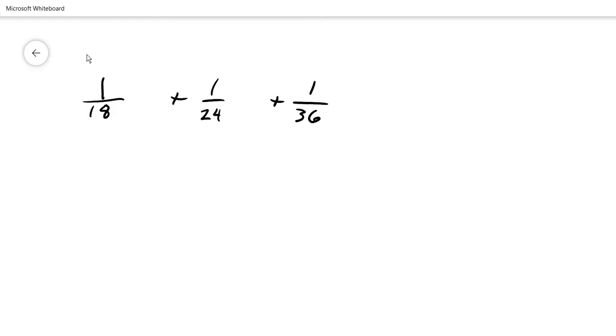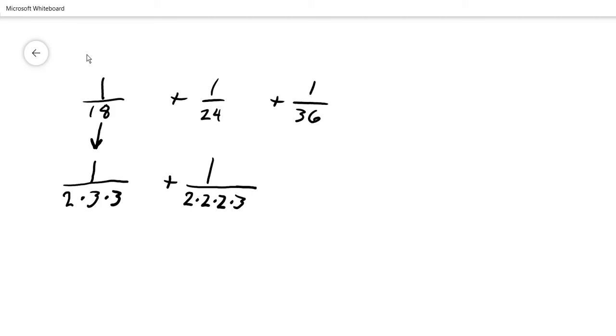So what I'm going to do is use our good friend, our new tool, prime factorization. Now, 1 doesn't break down any. It doesn't need to, because it's 1. But 18 divided by 2 is 9. 9 divided by 3 is 3. And 3 divided by 3 is 1. Look at that. Okay, bring down the sign. Plus 1 over. Now, 24 divided by 2 is 12. 12 divided by 2 is 6. 6 divided by 2 is 3. And 3 divided by 3 is 1. Can't divide 3 by 2, not evenly.